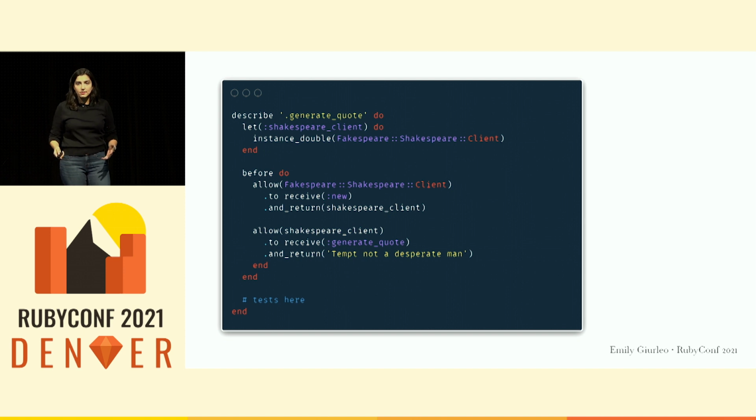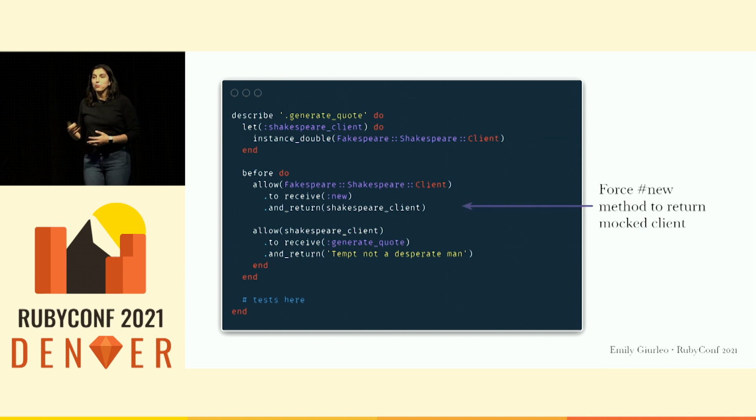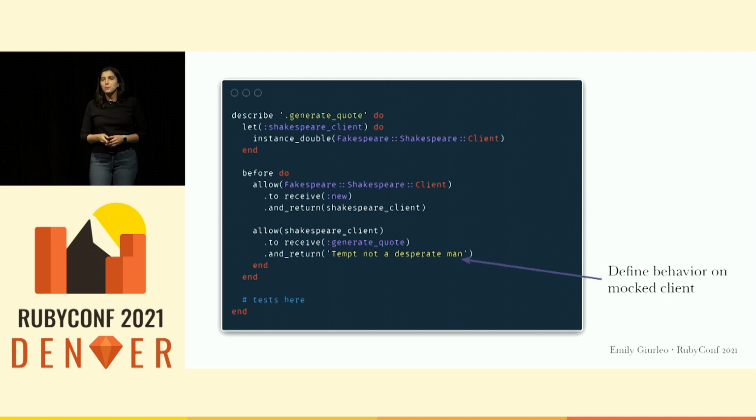If we were going to mock this, it's actually quite straightforward now. We can create a mocked instance of the Shakespeare client. Then we can even force the Shakespeare client class to return that mocked instance when we call the new method. And finally, we can define the behavior we expect on the Shakespeare client that we've mocked. We can say we expect it to have a certain method called on it, and when that method is called, we can say exactly what quote we want it to return.